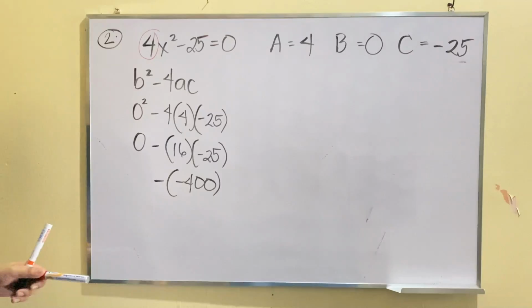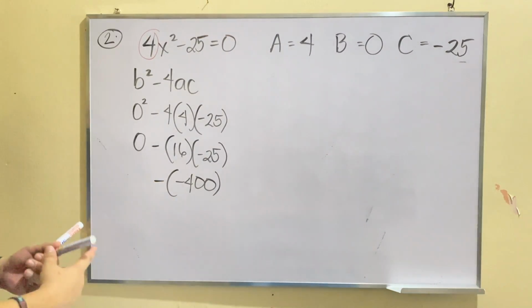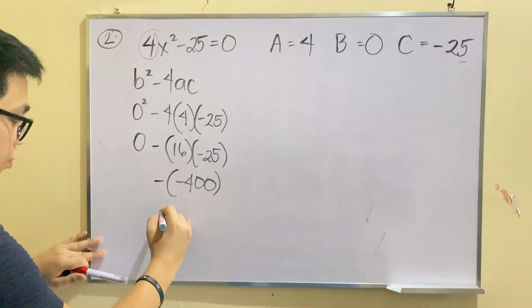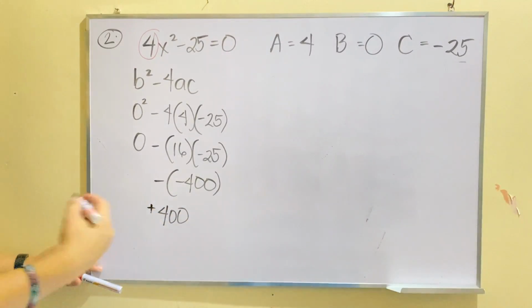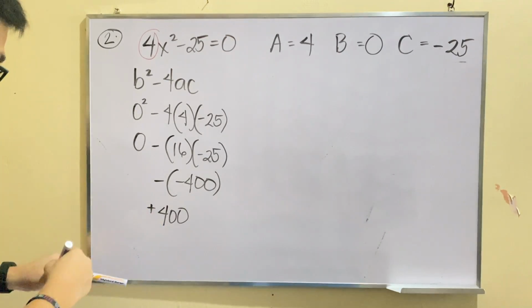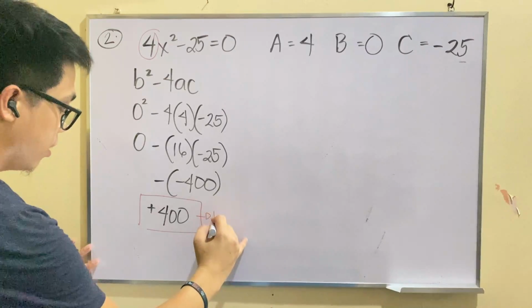Oh my God! Wow! So, negative of a negative number is of course a positive number. So, magiging positive 400. So, ang value ng ating discriminant is positive 400. Ito ang ating discriminant.